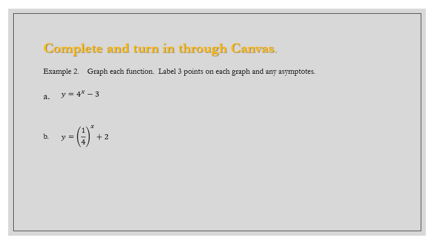Okay, so complete these 2 graphs, enter them in through Canvas. So you'll graph first y equals 4 to the x minus 3, and then the second one is y equals 1/4 to the x plus 2. So in each graph, label 3 points and also the asymptote.